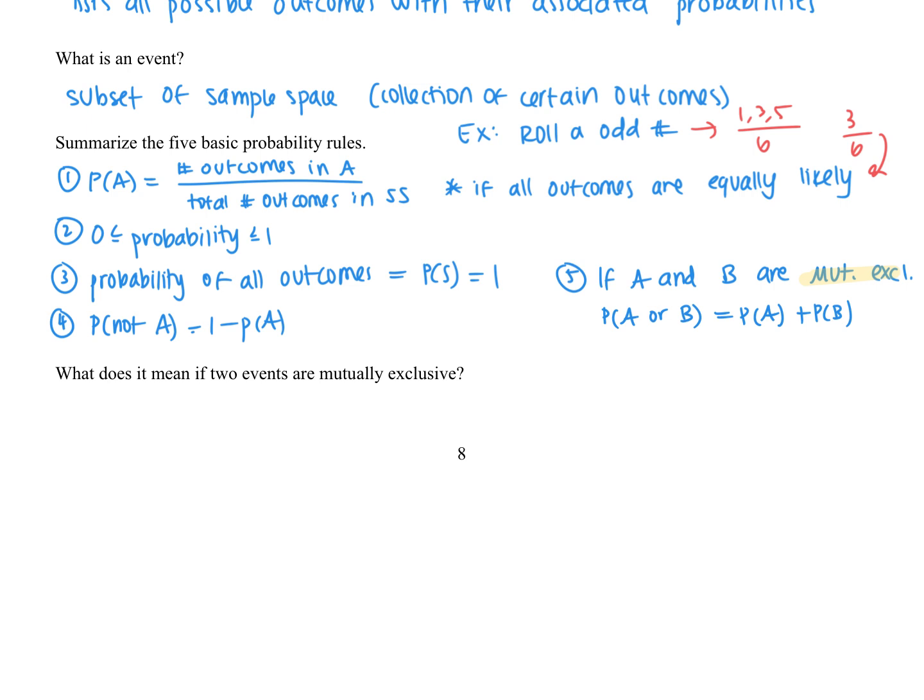Last minute of your time, what I need to talk about is the last thing. What does it mean if two events are mutually exclusive? The other word for this is disjoint. If they are mutually exclusive, the events cannot happen at the same time.